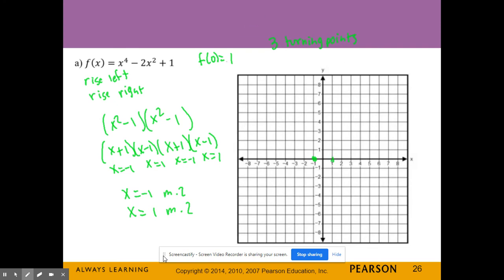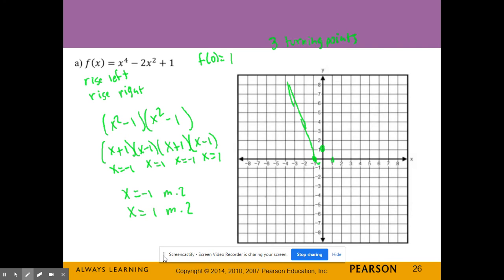And there's a y-intercept at positive 1. Okay. There are 3 turning points. Also, given that these are even, they touch and turn around, not pass through. So the fact that I know it rises to the left means it's moving from left to right. It's coming down this direction.